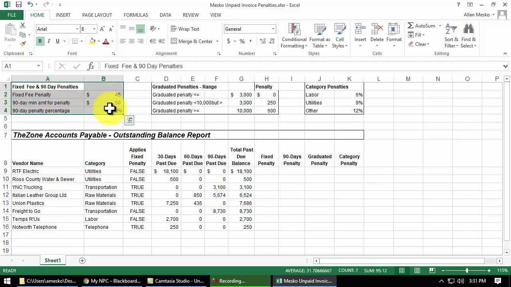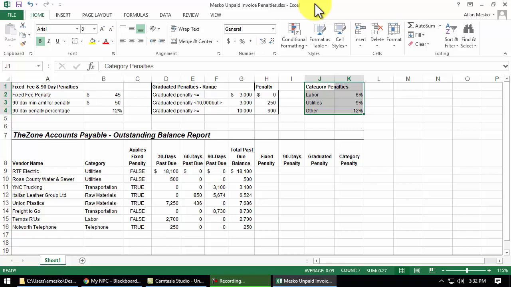That's a fixed fee, and then here's a range. The more you owe, the bigger your penalty is. And then there's certain penalties depending on the category. So let's look at the actual steps on page 257. Number 2 says, some vendors have agreed on an industry standard penalty of $45 on all past due accounts, regardless of the amount or how late you are.